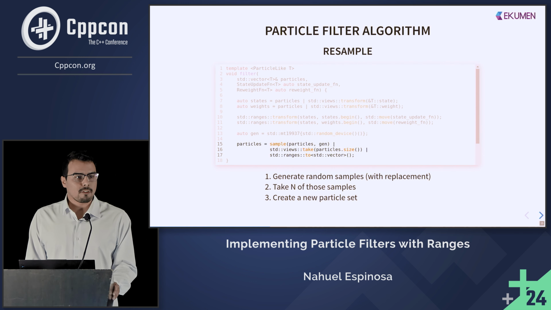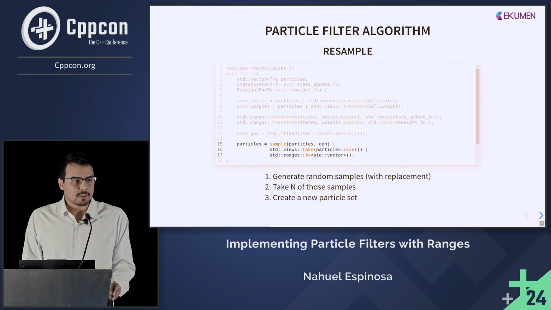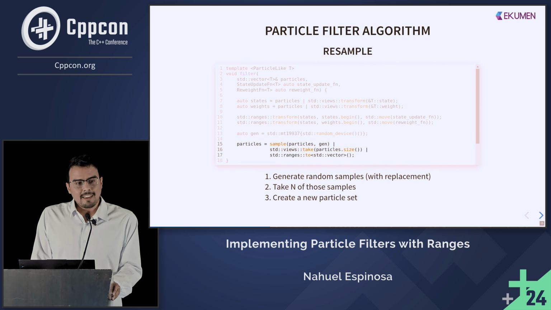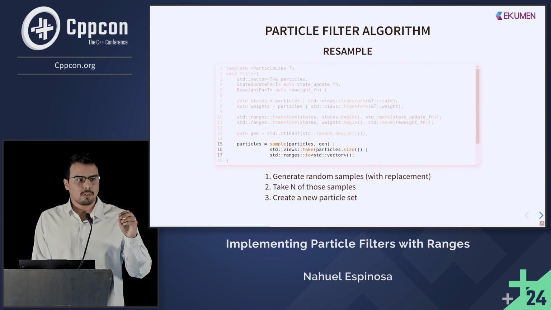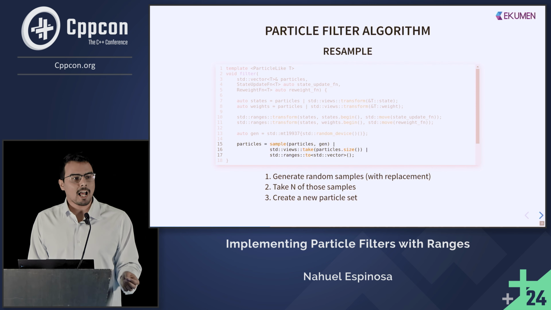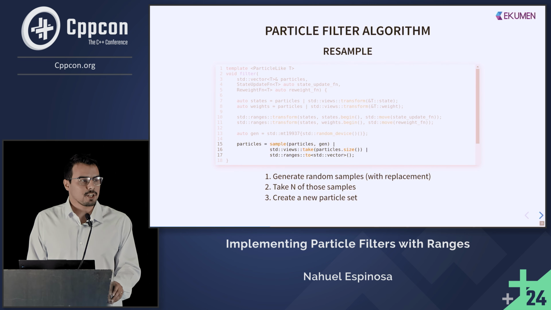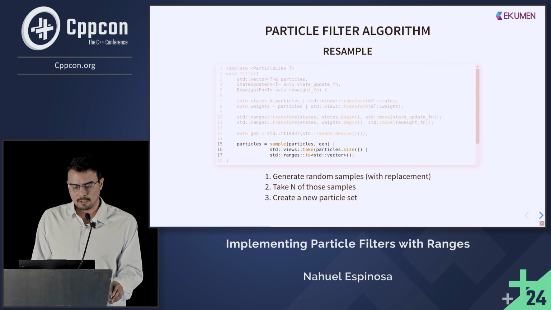The other two are already utilities that you can use now in the standard library. Take n of those samples and create a new particle set. The idea here is that we could replace any or even add steps to this pipeline to modify our resample algorithm in a way that's declarative, and you can really see the intention behind the code.